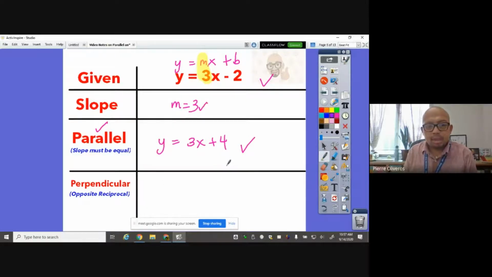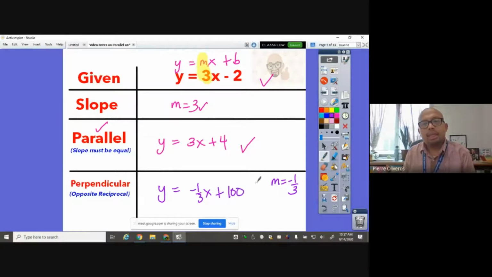If I find the negative reciprocal, what's the negative reciprocal of 3? The negative reciprocal of 3 is negative 1/3. So I need to use negative 1/3. So y equals negative 1/3 x, let's say, plus 100. Okay, the slope there is negative 1/3, which is the negative reciprocal of 3. So therefore, this given equation and this equation that I have here are perpendicular.